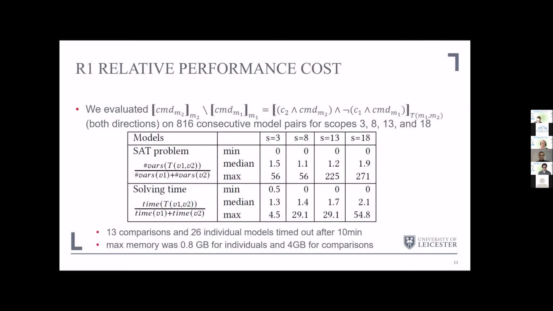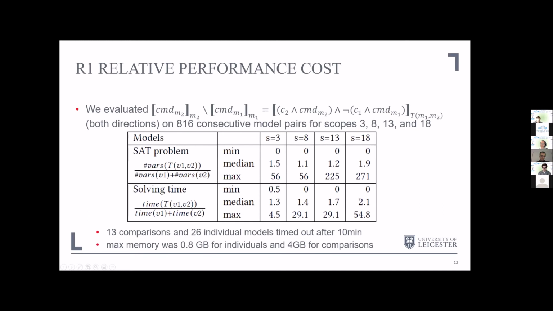So we evaluated the semantic difference comparison in both directions on all the consecutive model pairs. And what we represent here is the overhead, basically the ratio of analyzing the combined model divided by analyzing the individual models. And we looked at the subproblem size and the solving time. And you see that the numbers here, the medians, so for 50% of the specifications, it's actually quite good.